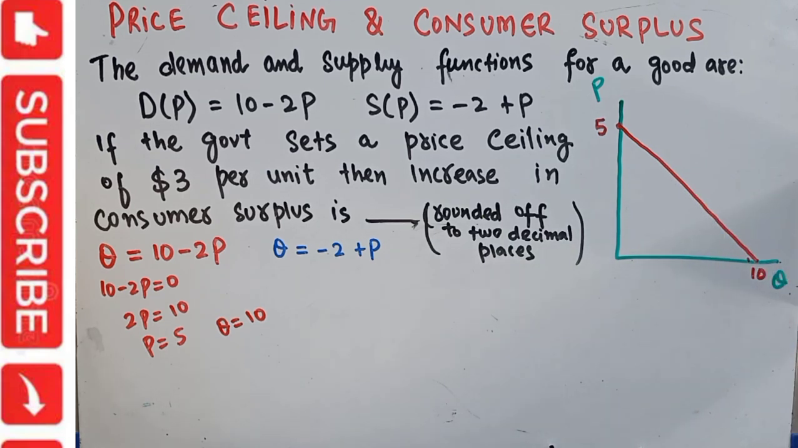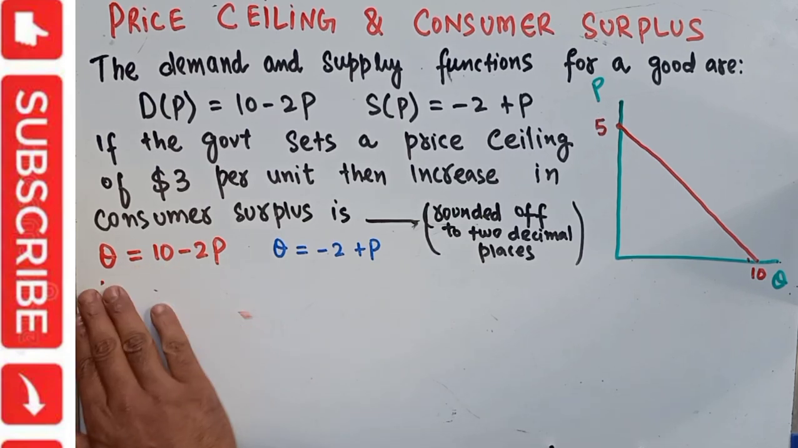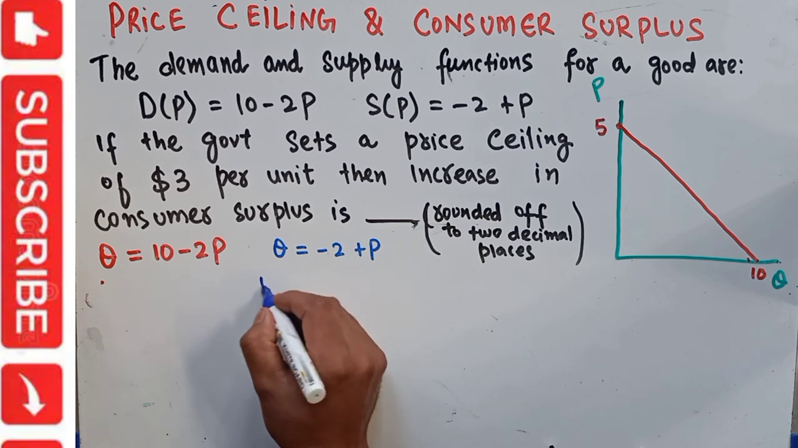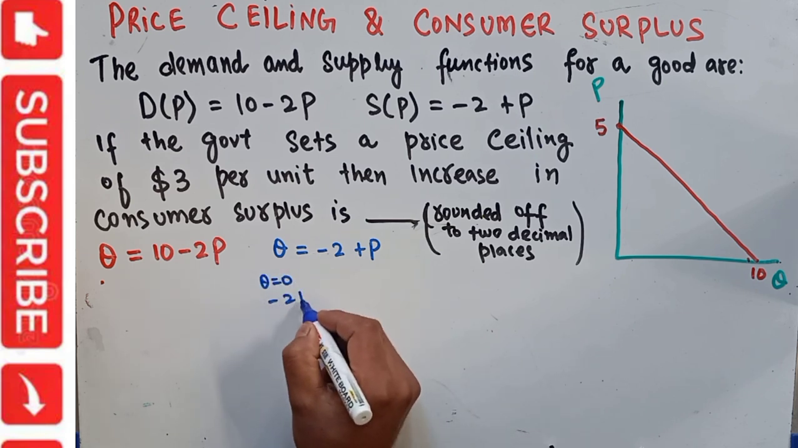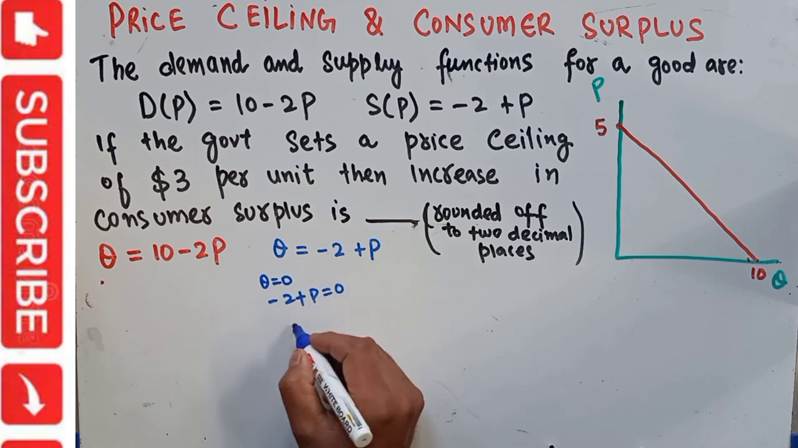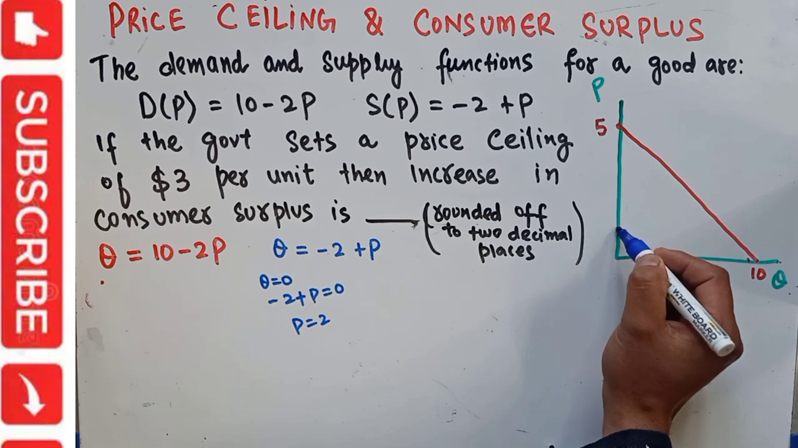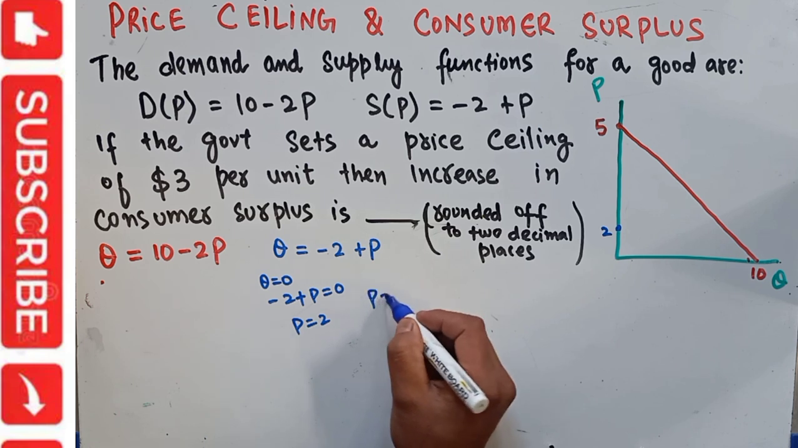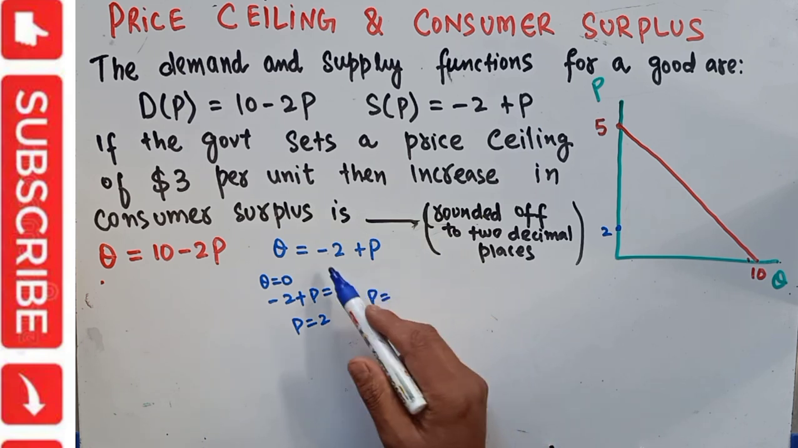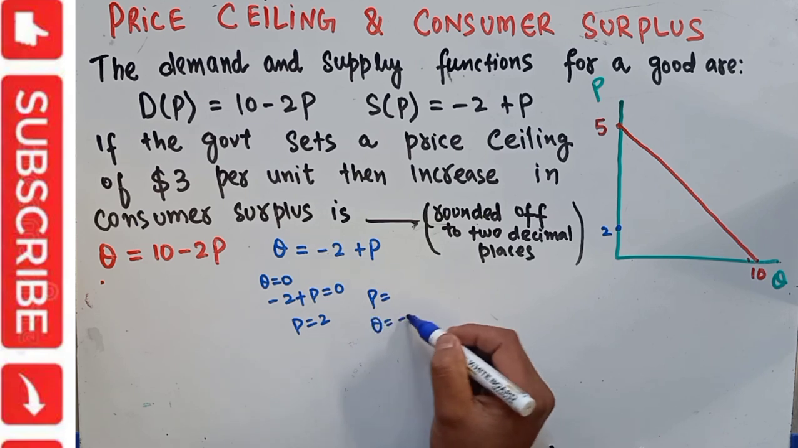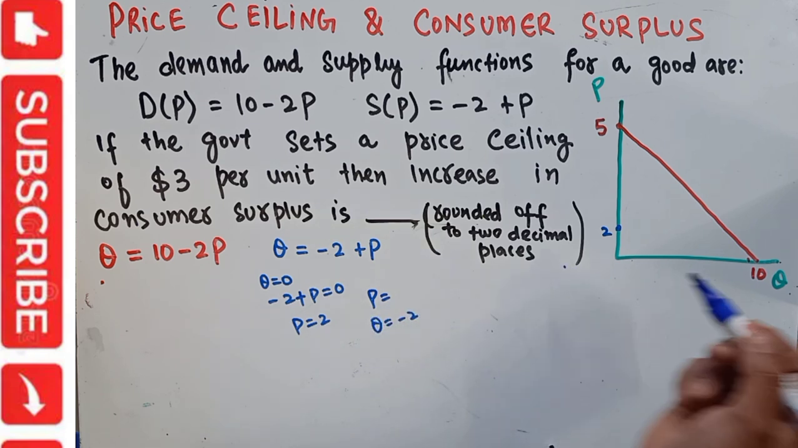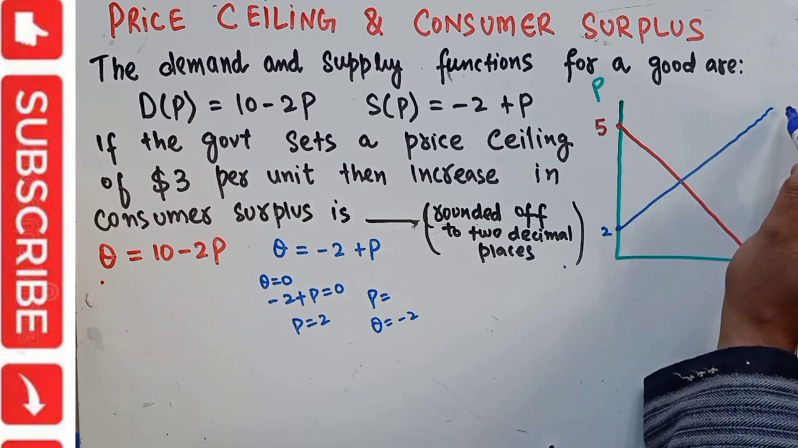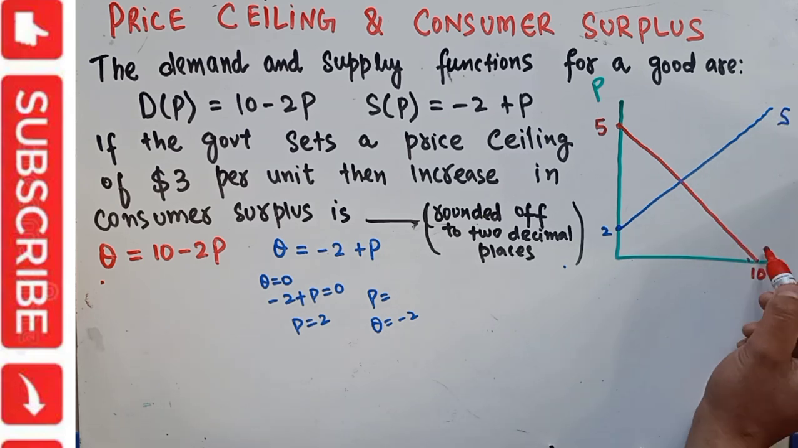rather demand curve, and in a similar manner we can draw the supply function. When Q is equal to 0, that means minus 2 plus P is equal to 0, or P is equal to 2. Let us say this denotes 2 here. And similarly, when P is equal to 0, the quantity supplied will be equal to minus 2. It will be something like here. So when we join these 2 points, we will get a supply function like this. This is our supply function, this is our demand function.